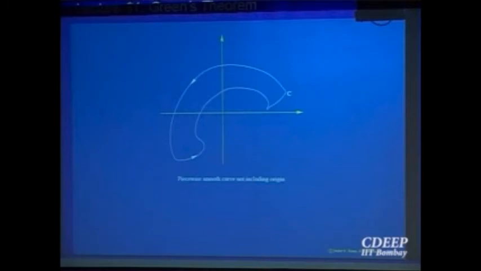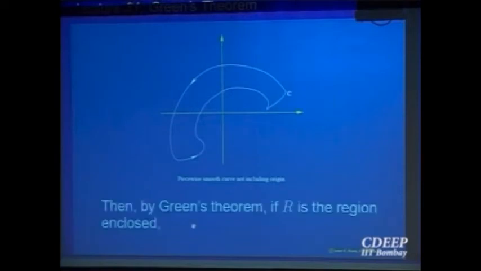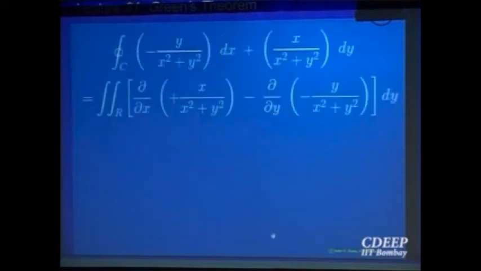So let us apply Green's theorem for this curve. What will we get? Green's theorem says that the line integral over this is given by the right hand side, the partial derivatives. When you compute those partial derivatives, the integrand is 0. So the integral comes out to be 0.